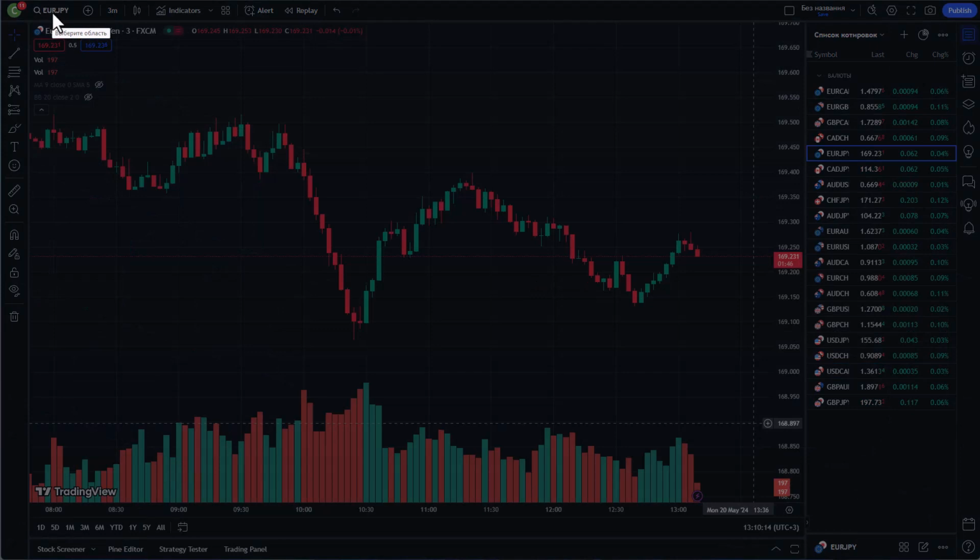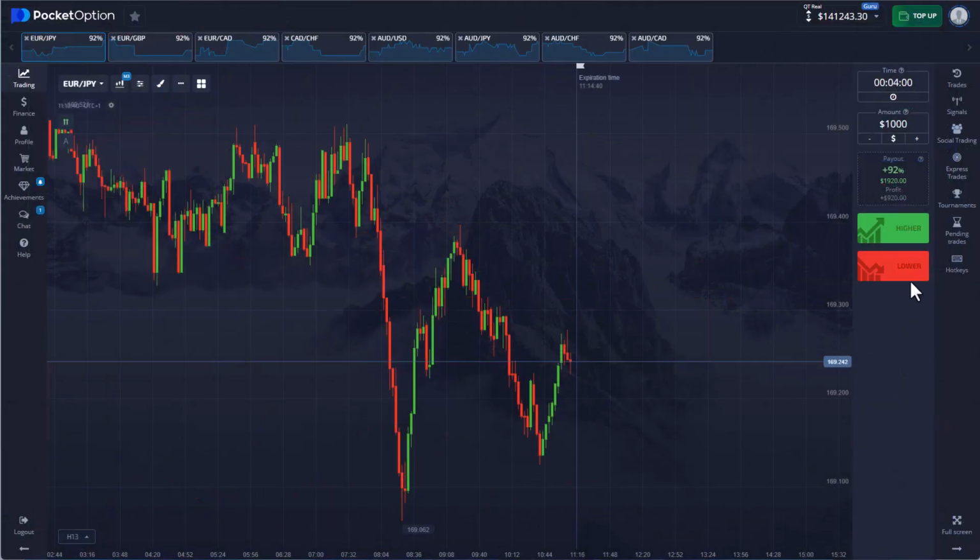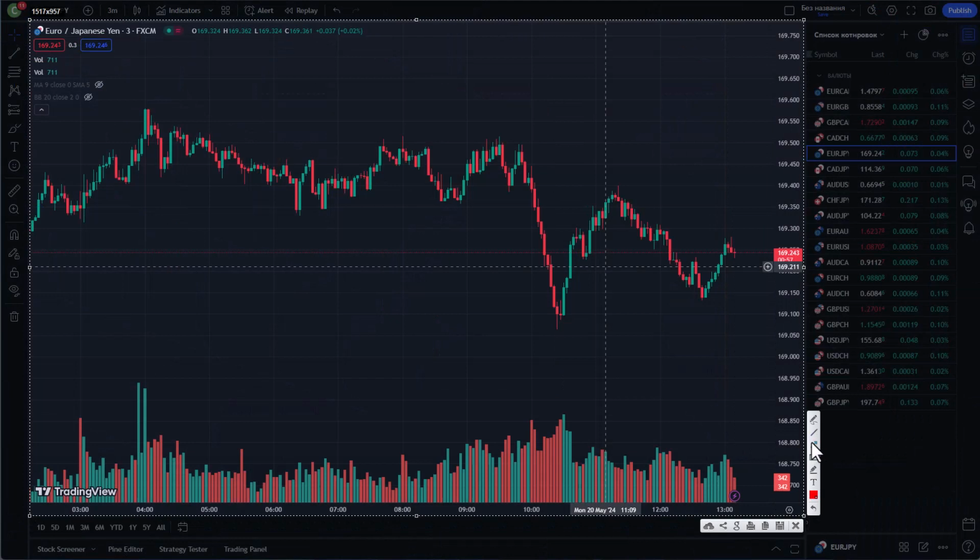But before that, as always, let's open and analyze our first deal of the day, which is Euro to Japanese Yen. And here I want to invest my money in the price drop and the continuation of this drop from the resistance level. So let's switch to broker and open a deal with 4-minute expiration time and $1,000 on board for the price drop. And of course, switching back to the trading view for more detailed tech analysis.